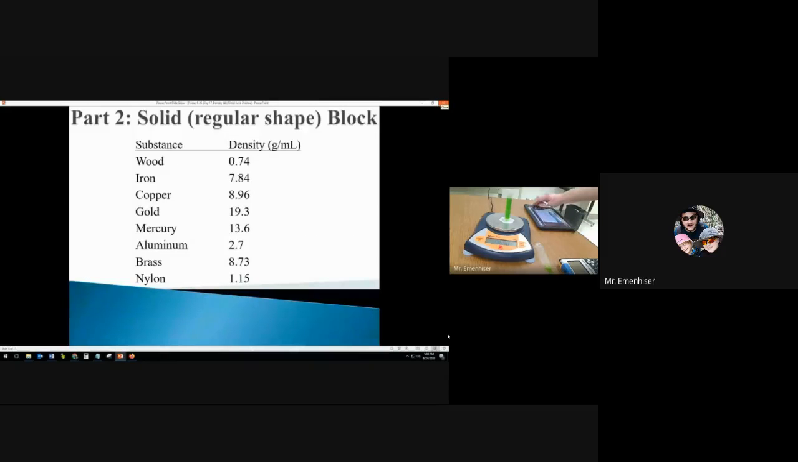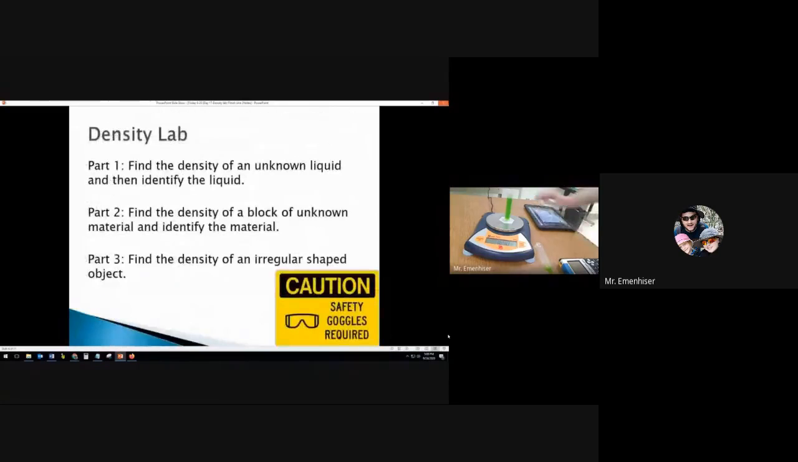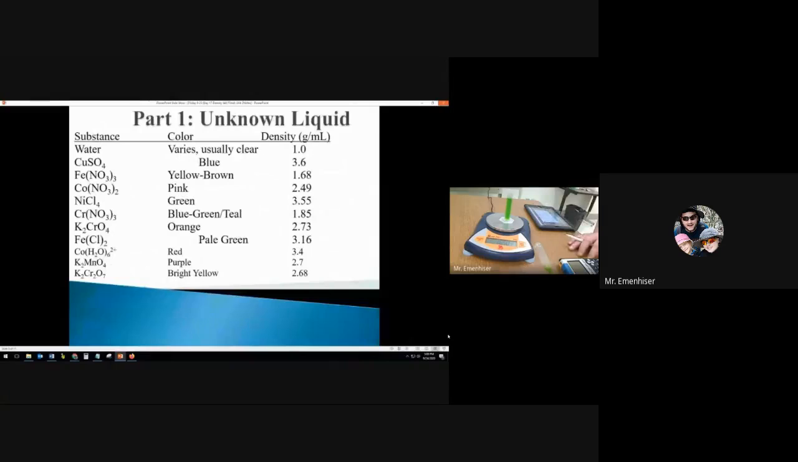So like I said, I'm not sure where the error is here, but now we're going to look at our table and try to identify the liquid. Our density is close to 1. 0.85 or 0.9. All right, so now you guys use this table and try to identify the liquid. Follow the density.